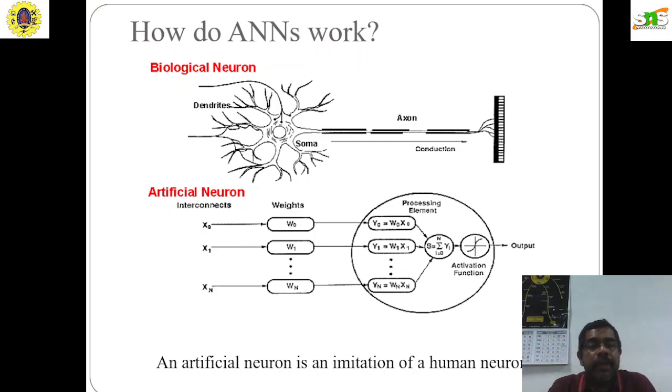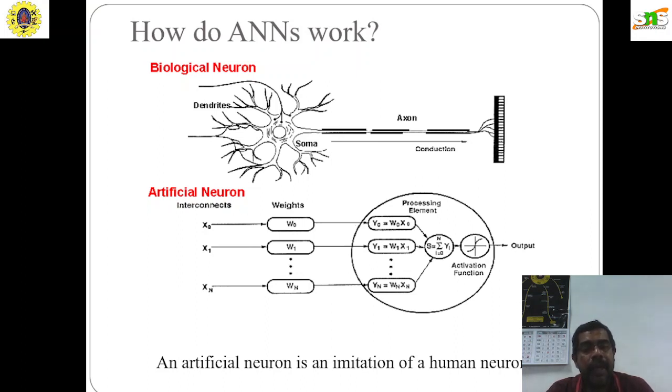So, continuing, now we have to see how the ANN is working. We have biological neurons: dendrites, soma, and axon, giving that conduction and making the communication to the next neuron. Now we have to implement this artificial neuron with the pattern of x0 up to xn, which are the inputs, what the dendrites are doing.